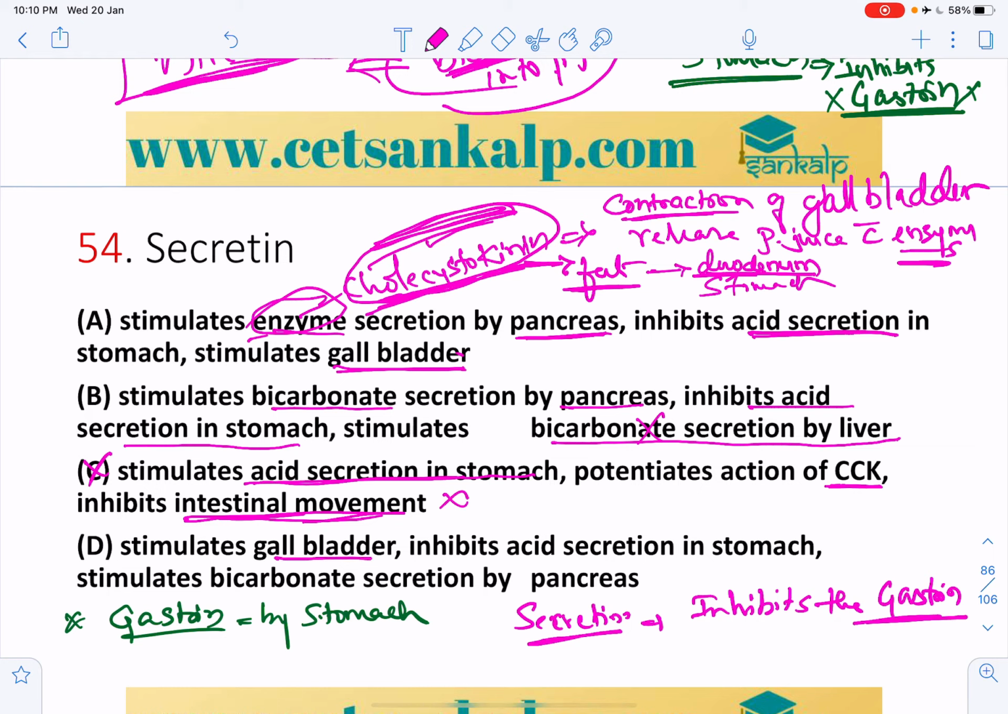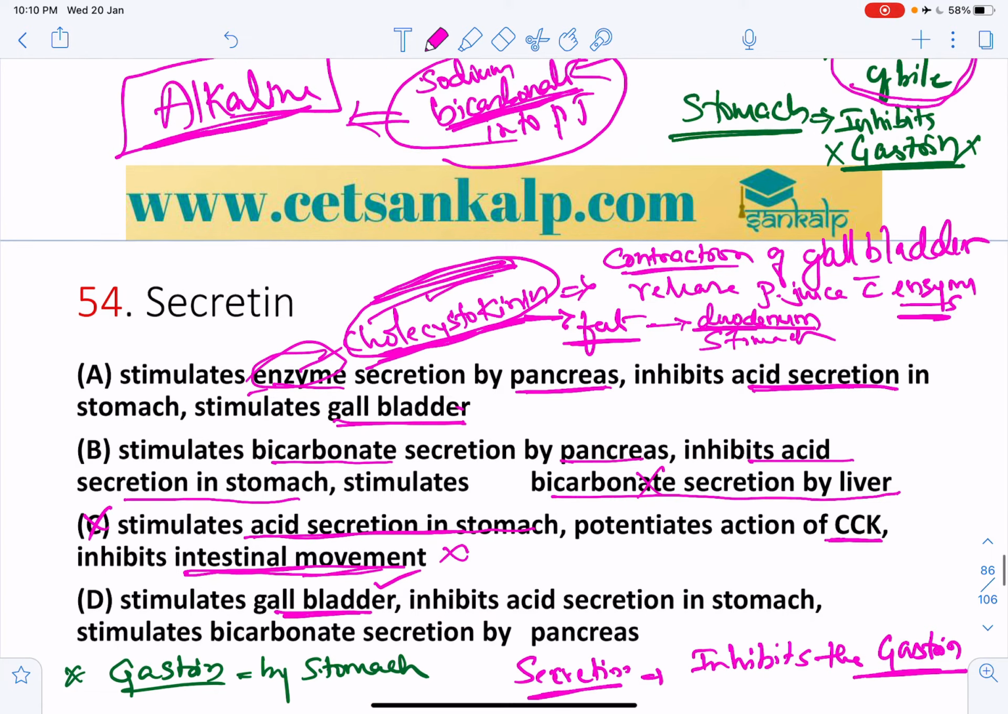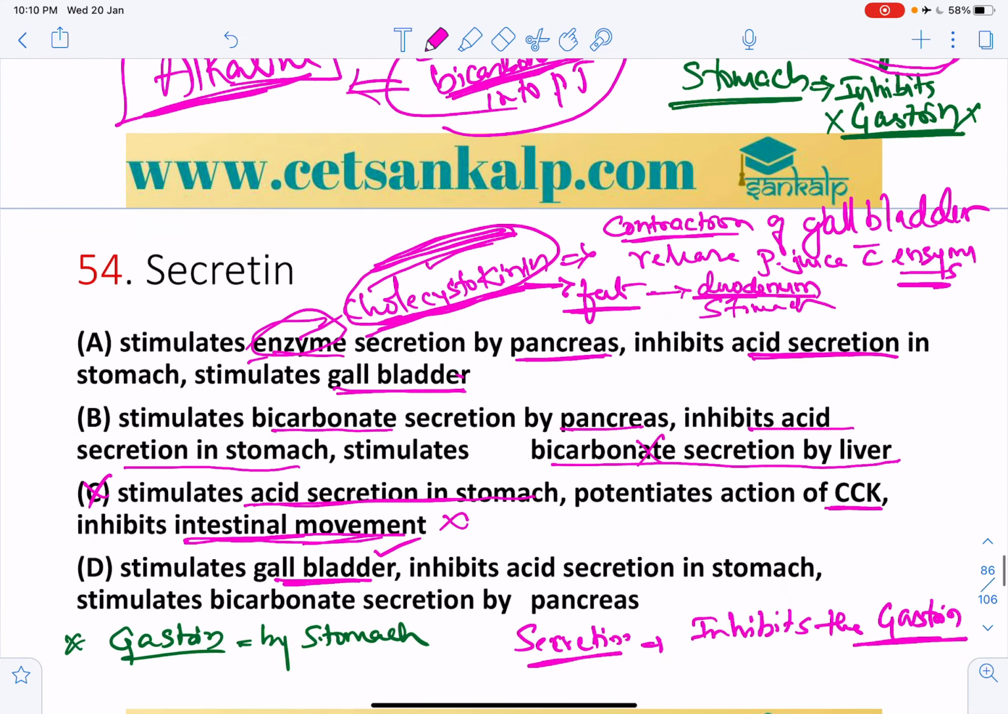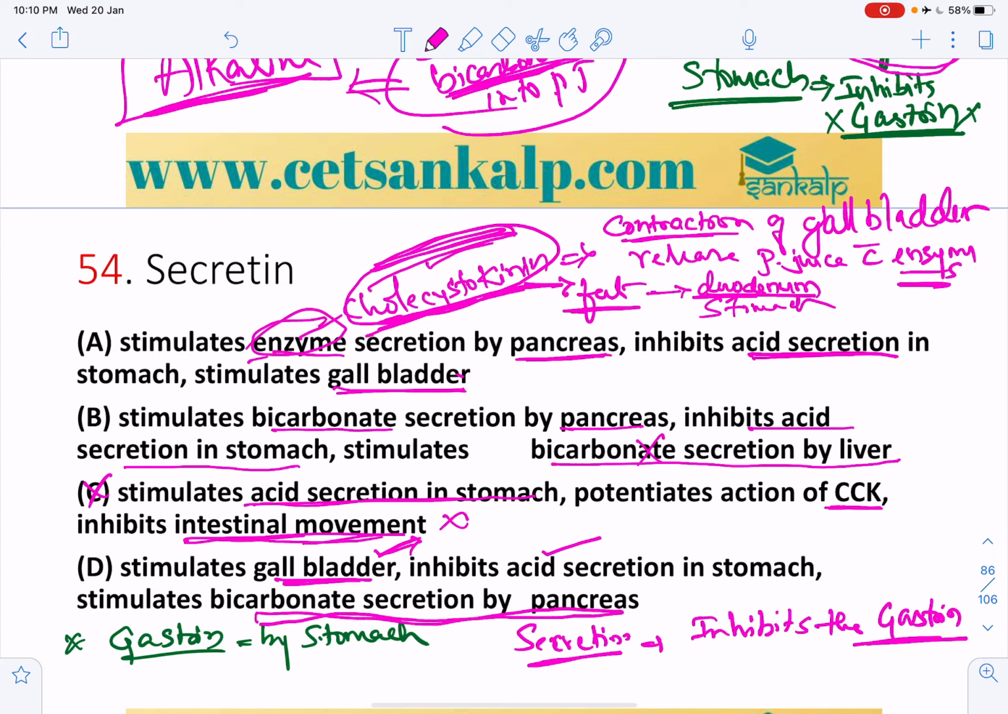Stimulates gallbladder, correct? Mainly stimulates gallbladder, meaning to release bile juice. Inhibits the acid secretion, correct? Stimulates the bicarbonate secretion by pancreas. So the answer for that is D, right?